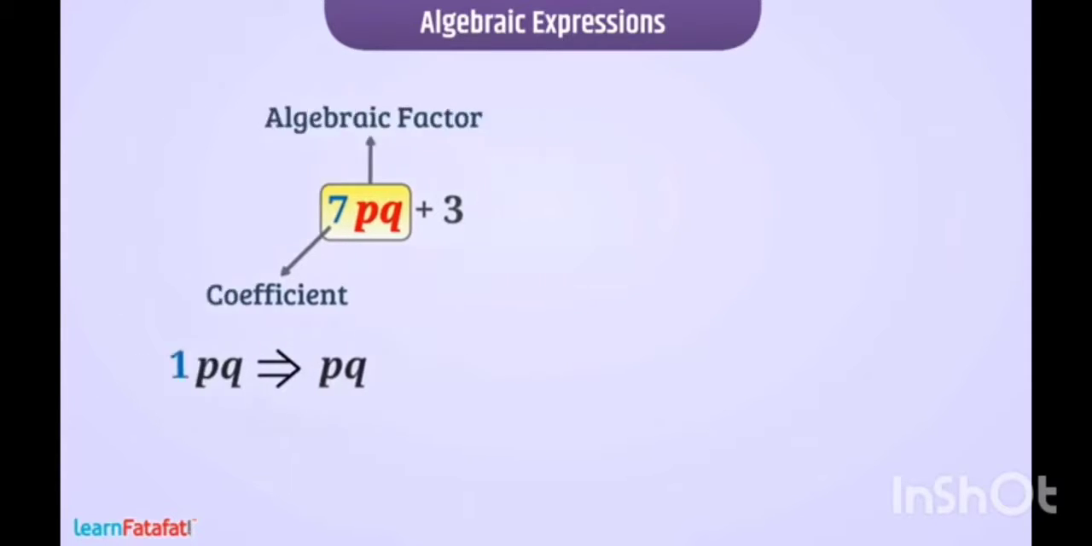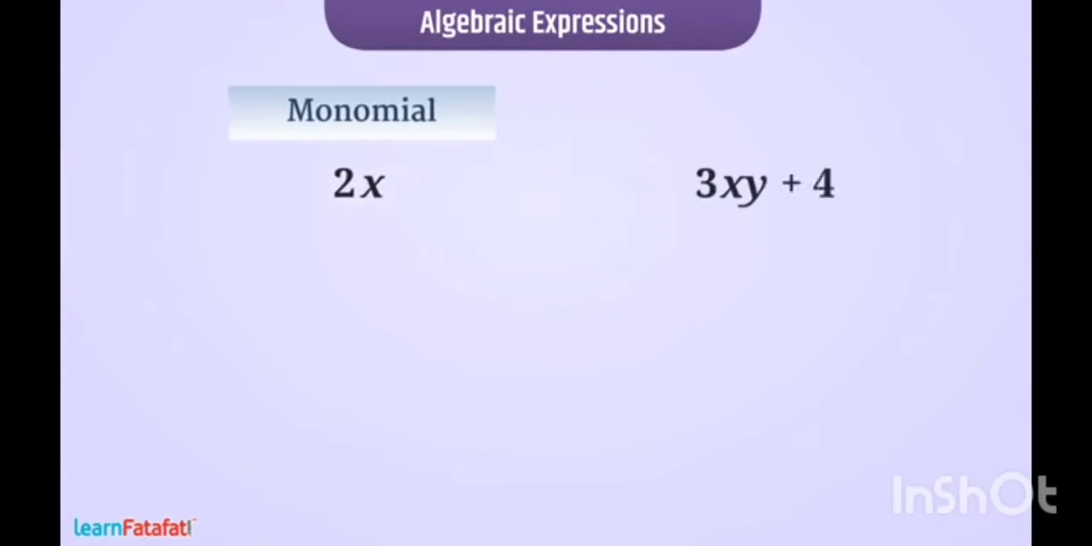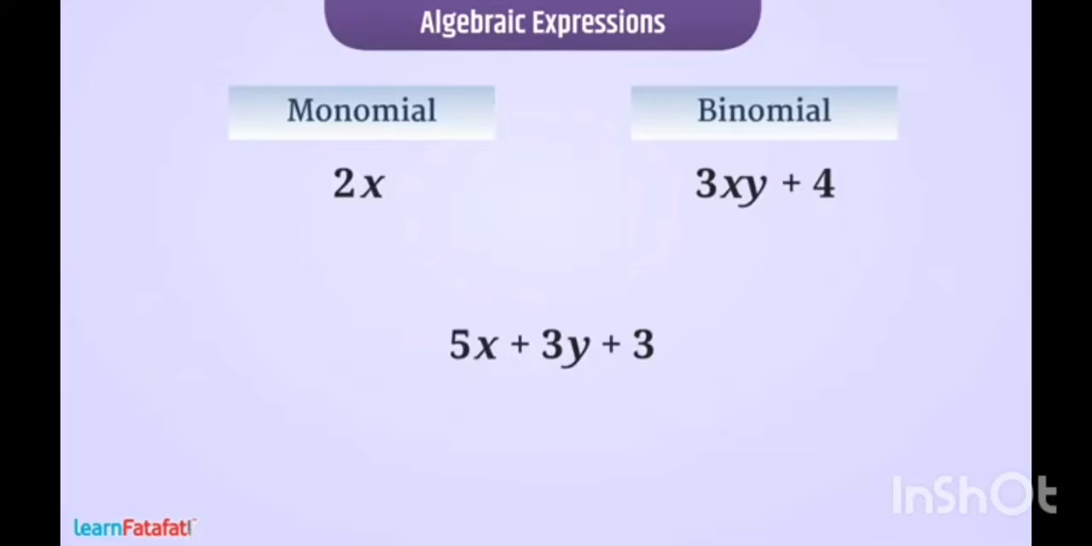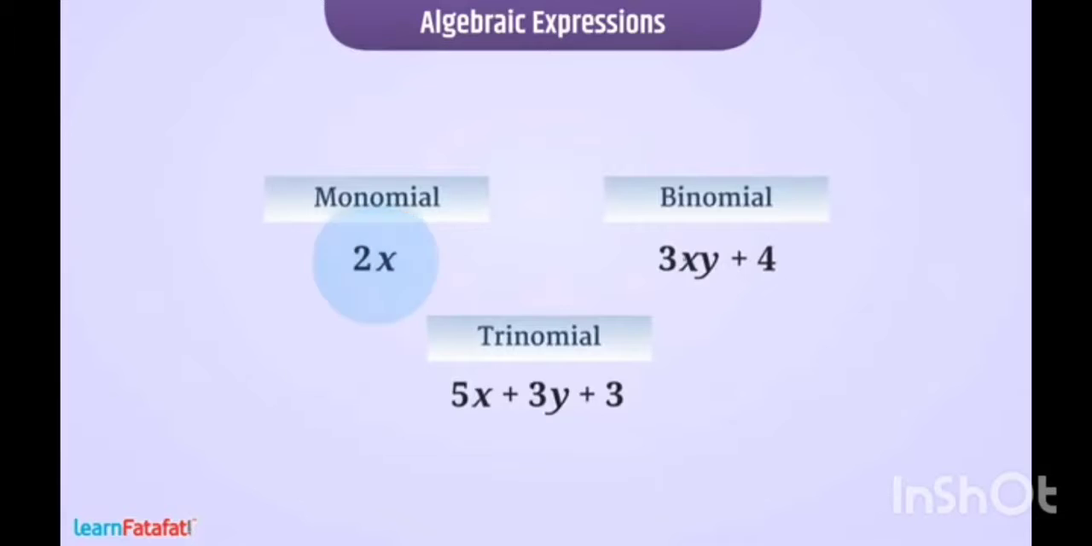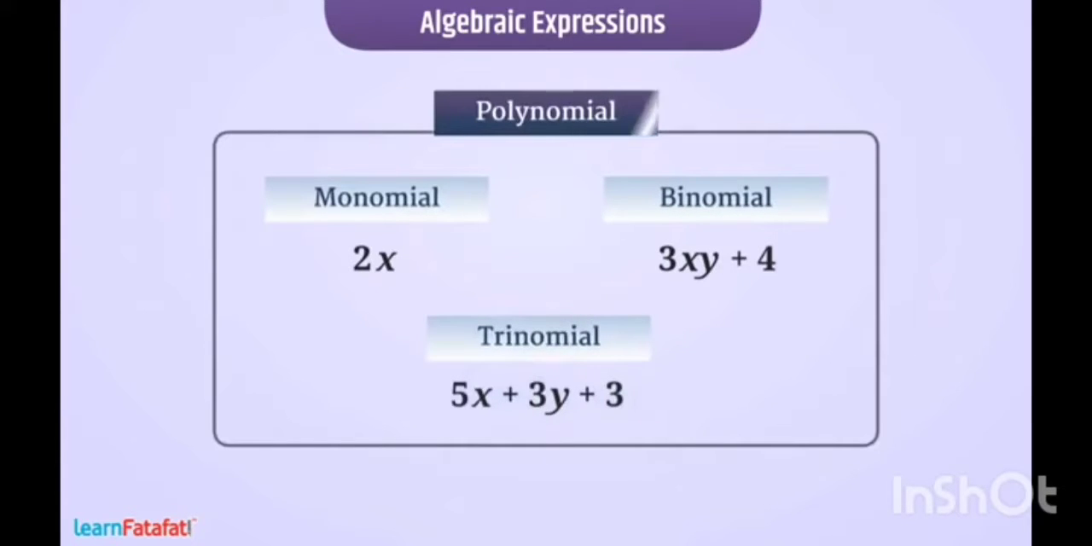Sometimes, expression contains only one term. Such expression is called a monomial. For example, 2x is a monomial. If the expression contains two terms, then it is a binomial expression. If the expression contains three terms, then the expression is called trinomial. In general, the expression having 1, 2 or more terms is called a polynomial. So, monomial, binomial and trinomial are all polynomials.